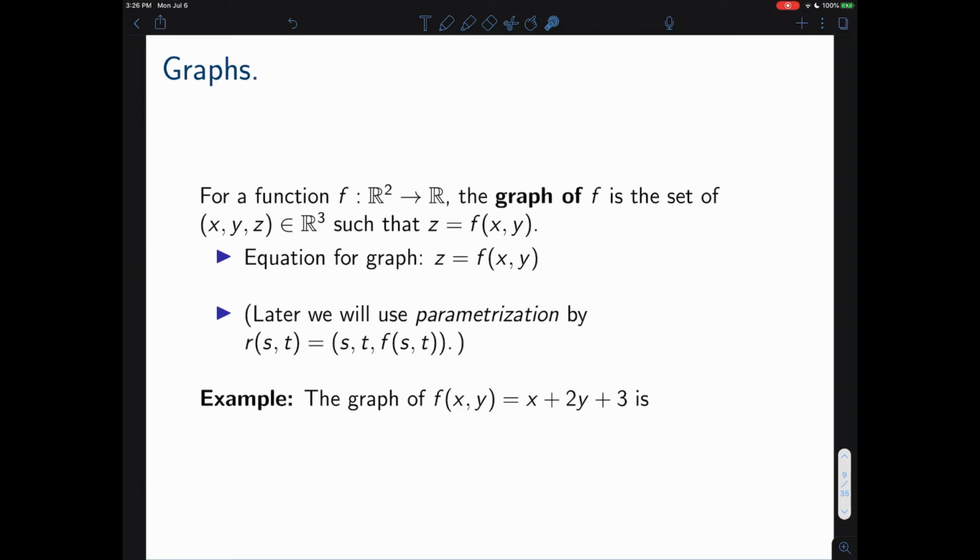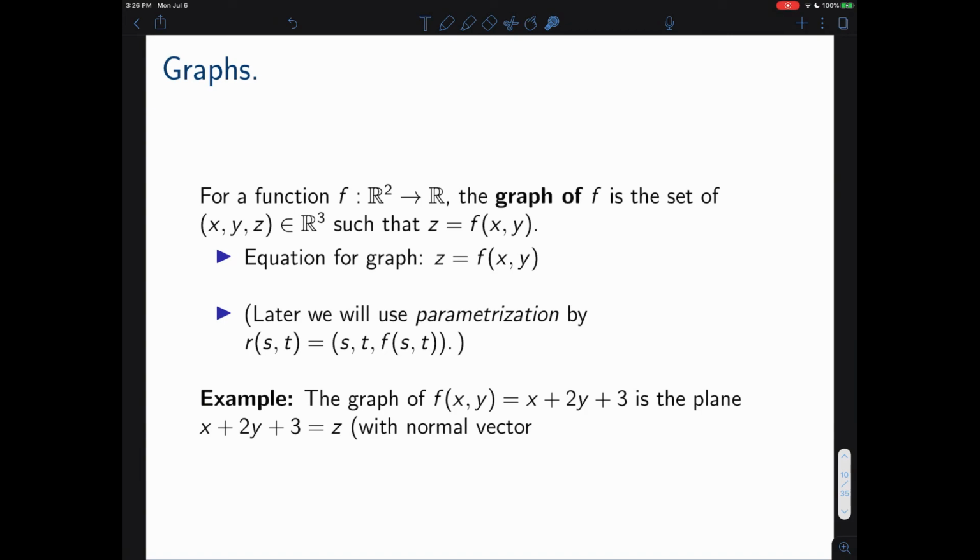Here's an example. The multivariable scalar function that was on a previous slide is f of xy equals x plus 2y plus 3. What does that graph look like? Well, it's given by the equation x plus 2y plus 3 equals z. And that equation defines a plane because it's a linear equation with a constant. So that defines a plane.